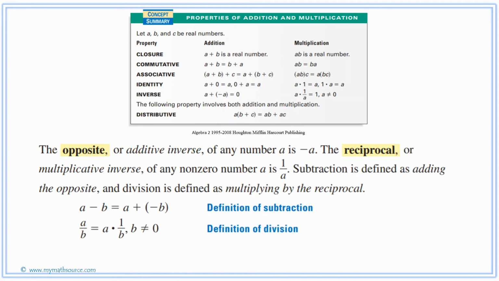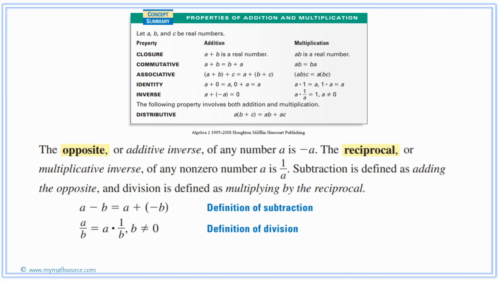All right, one other thing that we want to add to this is that the opposite or additive inverse that we were just talking about under addition is any number, simply its negation. The reciprocal is the name of the inverse for the multiplication operation. So if you hear the word additive inverse, we're talking about the inverse for addition. And if you hear the term multiplicative inverse, we're talking about the inverse for multiplication.